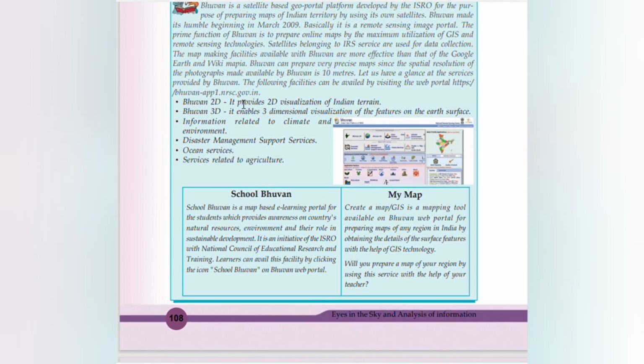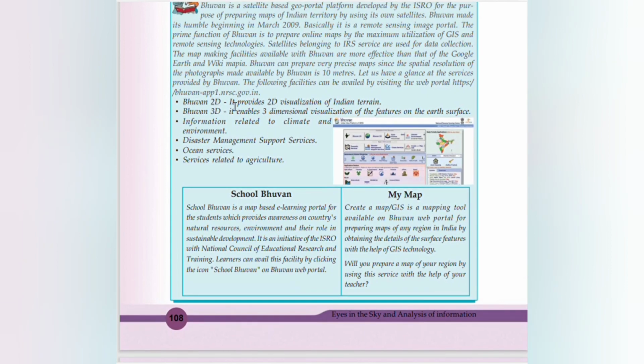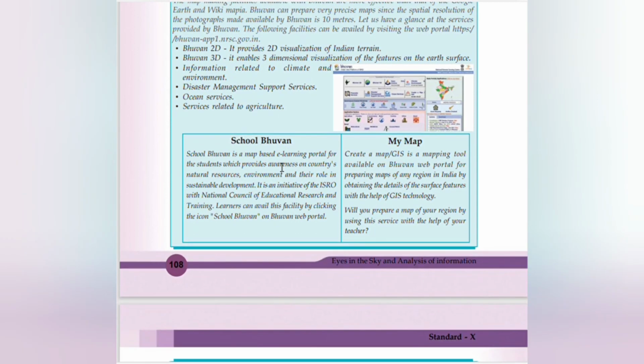Let us have a glance at the services provided by Bhuvan. The following facilities can be availed by visiting the web portal. Bhuvan 2D provides 2D visualization of Indian terrain. Bhuvan 3D enables three-dimensional visualization of the features of Earth's surface, information related to climate and environment, disaster management support services, ocean services, and services related to agriculture.